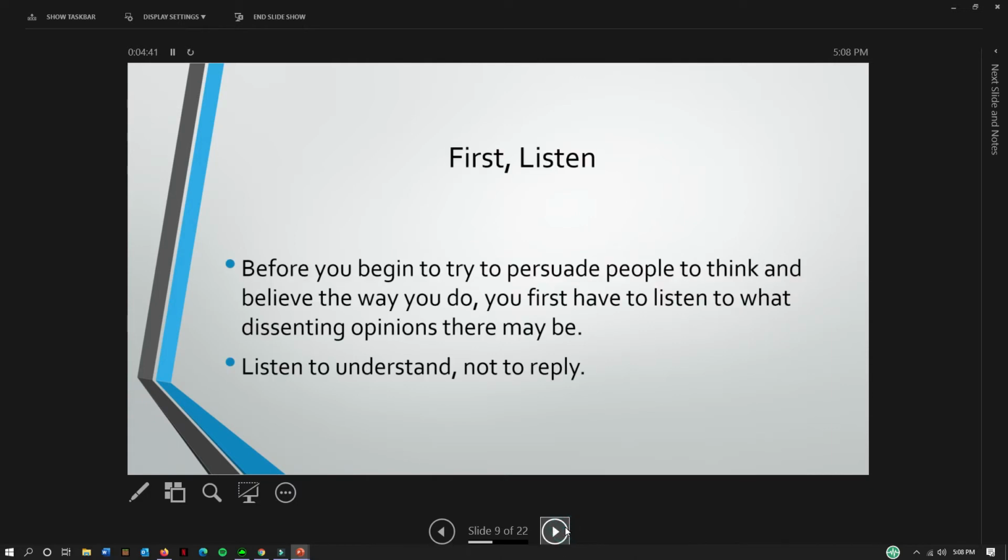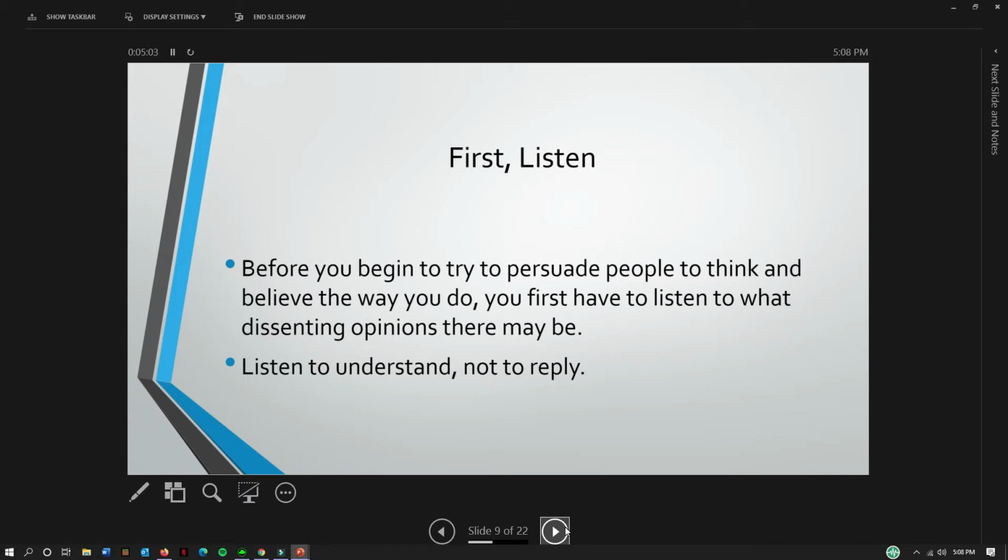It means that you listen before you begin trying to persuade people to think and believe the way you do, because that's what communication is about, right? We all want everybody to think and believe the way we do. We want this nice utopia, okay? It's not going to happen, but that's what we want. We want people to agree with us all the time.